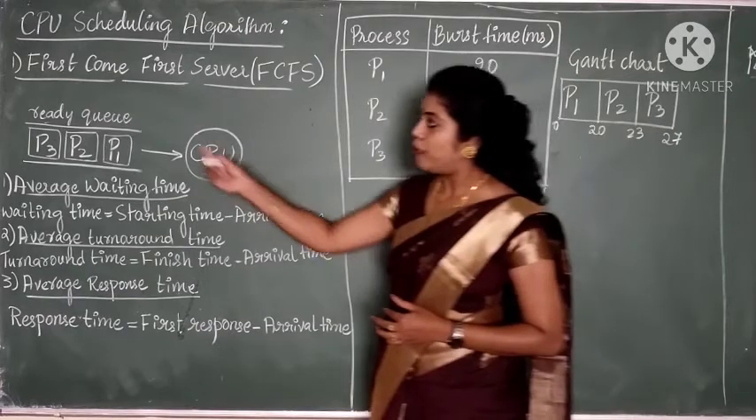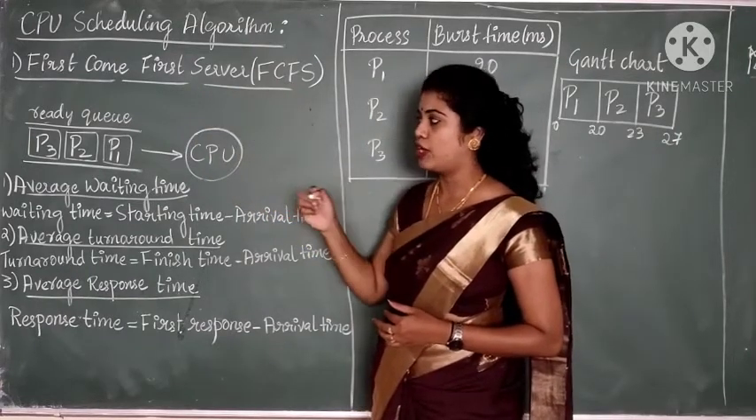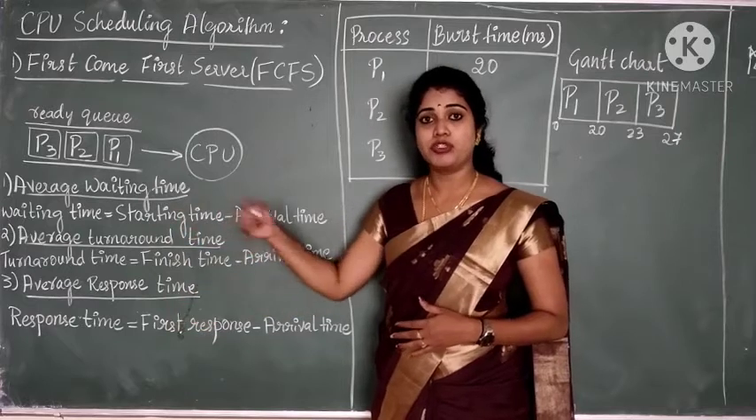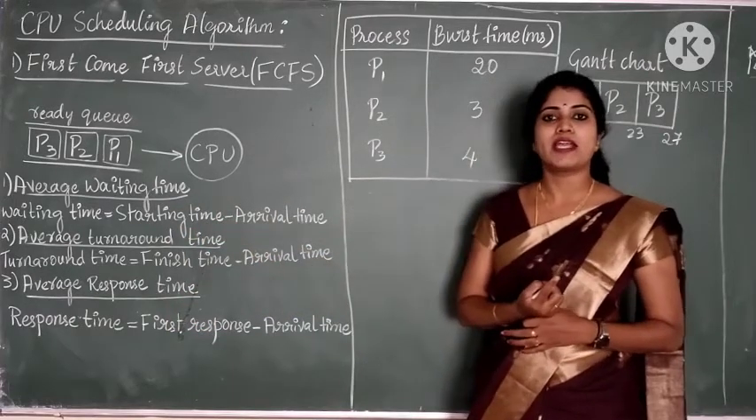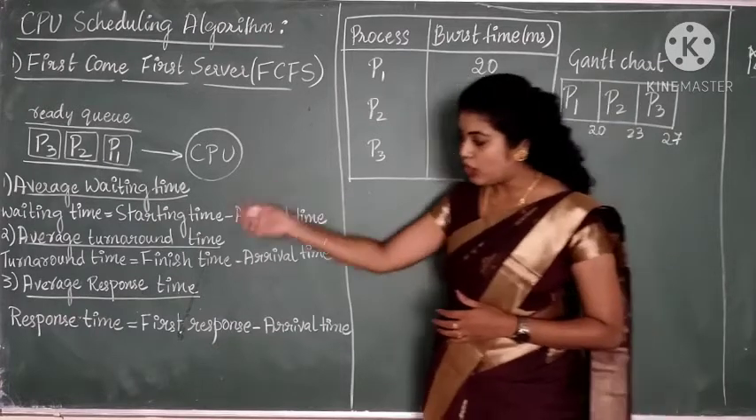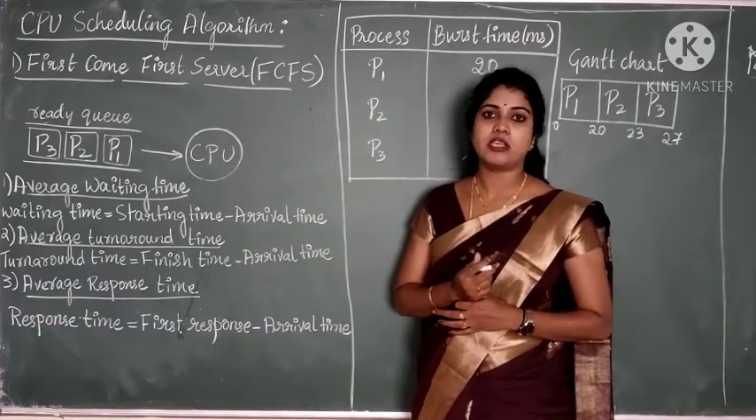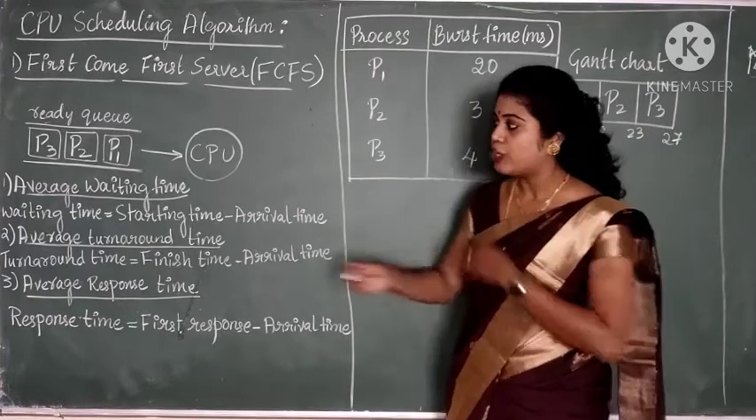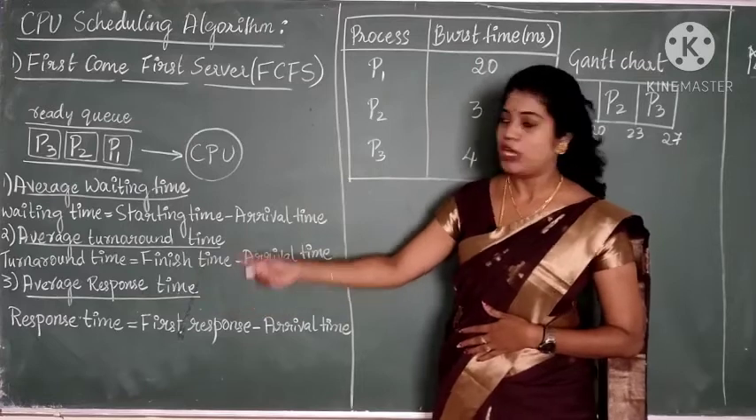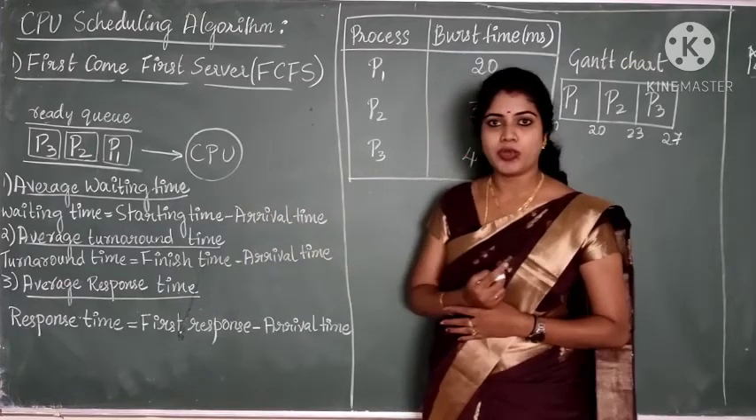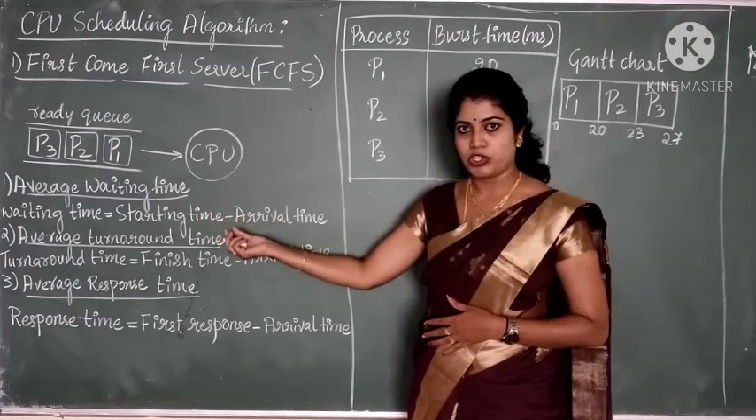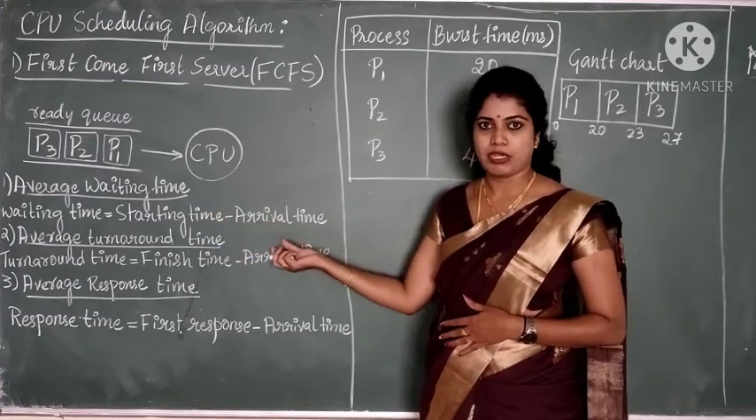By using first come first serve scheduling algorithm you will be calculating three things, which are also called the criteria of CPU scheduling algorithms. Criteria means these are the things that have to be satisfied under CPU scheduling algorithms: average waiting time, average turnaround time, average response time. You have some very simple formulas. Waiting time is equal to starting time minus arrival time.